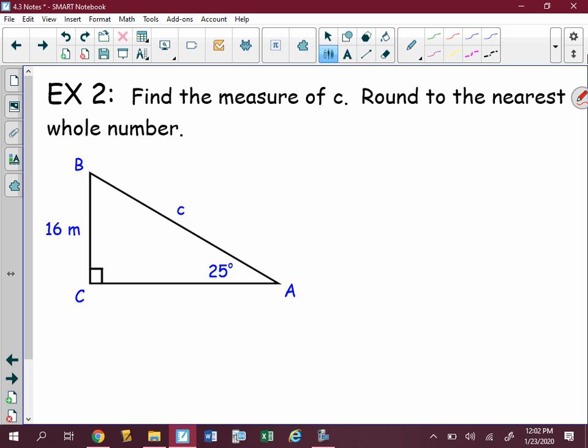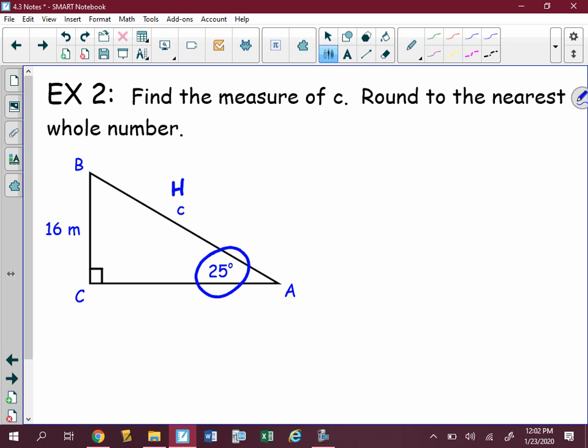Okay, so here's how we're going to use some of that. You have this triangle there. I want you to find the measure of C. It wants us to round to the nearest whole number. So where does C show up? On the hypotenuse. So I'm going to put an H there. Can you just use the Pythagorean theorem to find C? It's a right triangle. Yeah, you don't have enough information, do you? You don't have this side, but you have this angle.